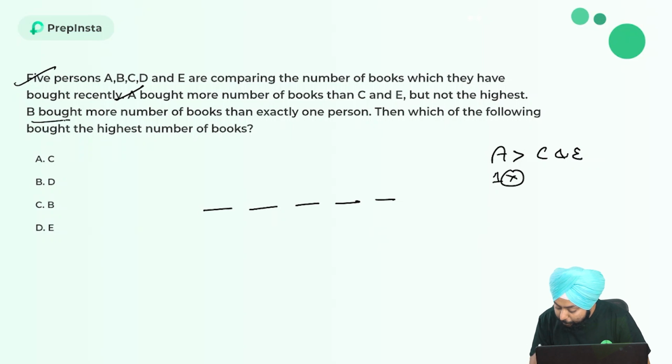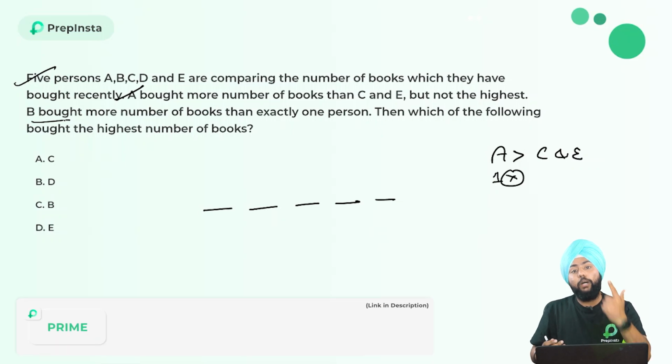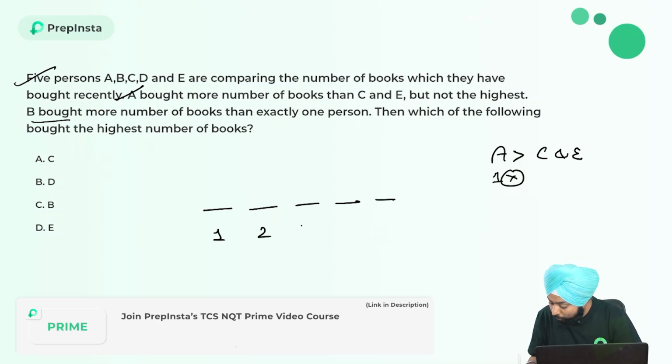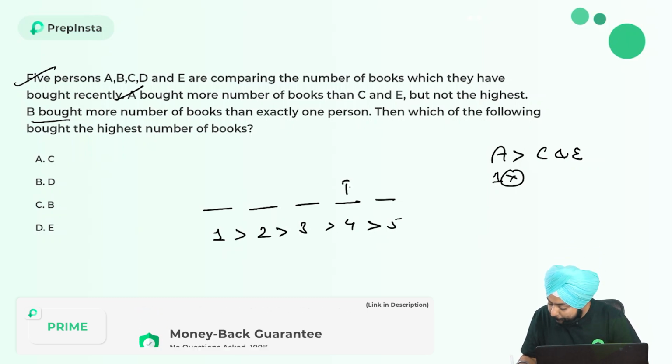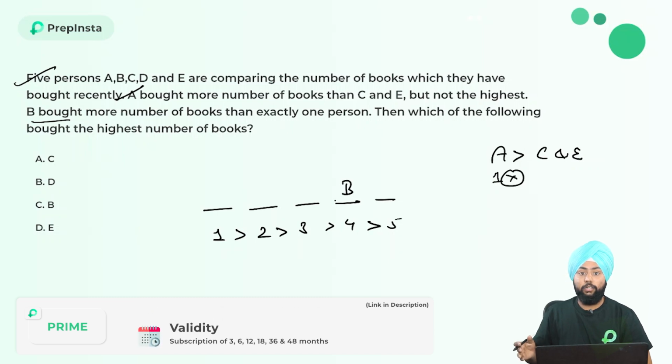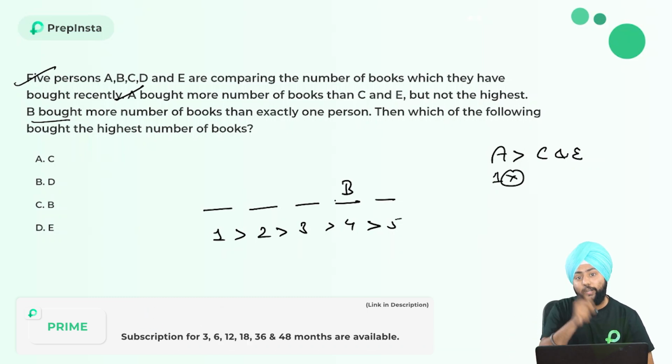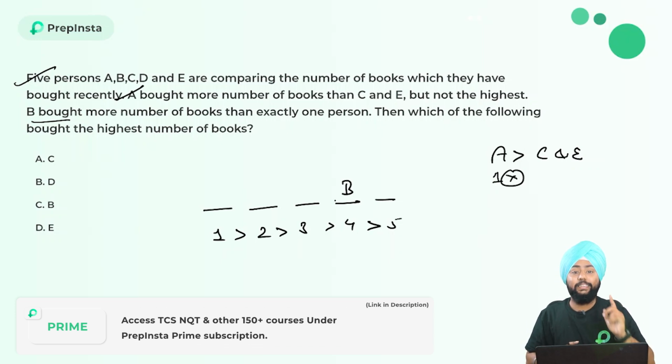Next, B bought more number of books than exactly one person. Now tell me guys, is this a direct clue or not? Yes, this is a direct clue, because B bought more number of books than exactly one person. That means B will be at the 4th position in the order of number of books. Suppose I say 1, 2, 3, 4 and 5, and the first person has the highest number of books, so B has the second last number of books, because B has more than exactly one person.